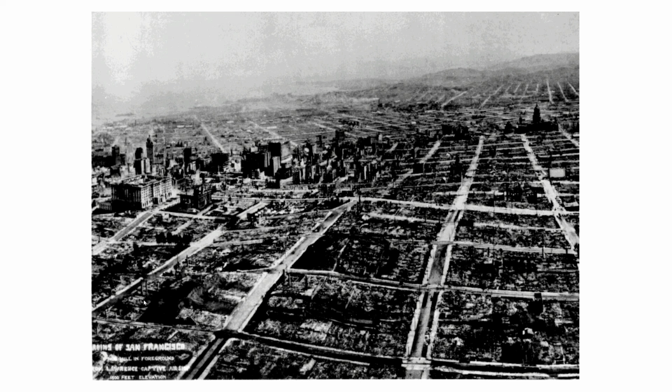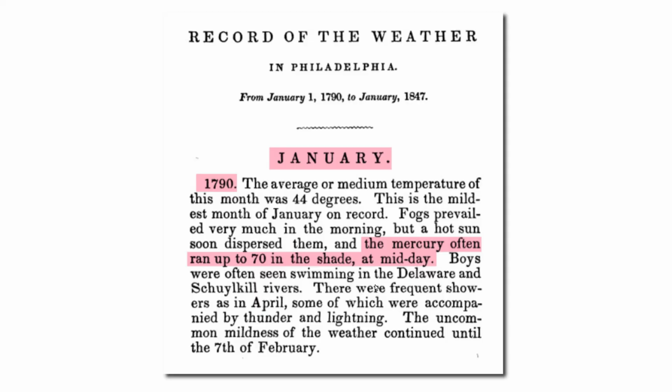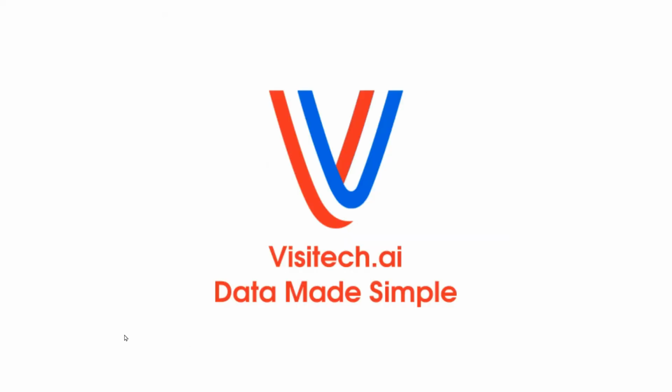In just over 4 minutes, we learned a lot of historical climate and weather information by using app.visitech.ai. And here's some more interesting information about past Januaries. It's pretty cold in Philadelphia now, but during January 1790, which was George Washington's first month in office, it was very warm there. The mercury often ran up to 70 degrees in the shade at midday. Boys were often seen swimming in the rivers.